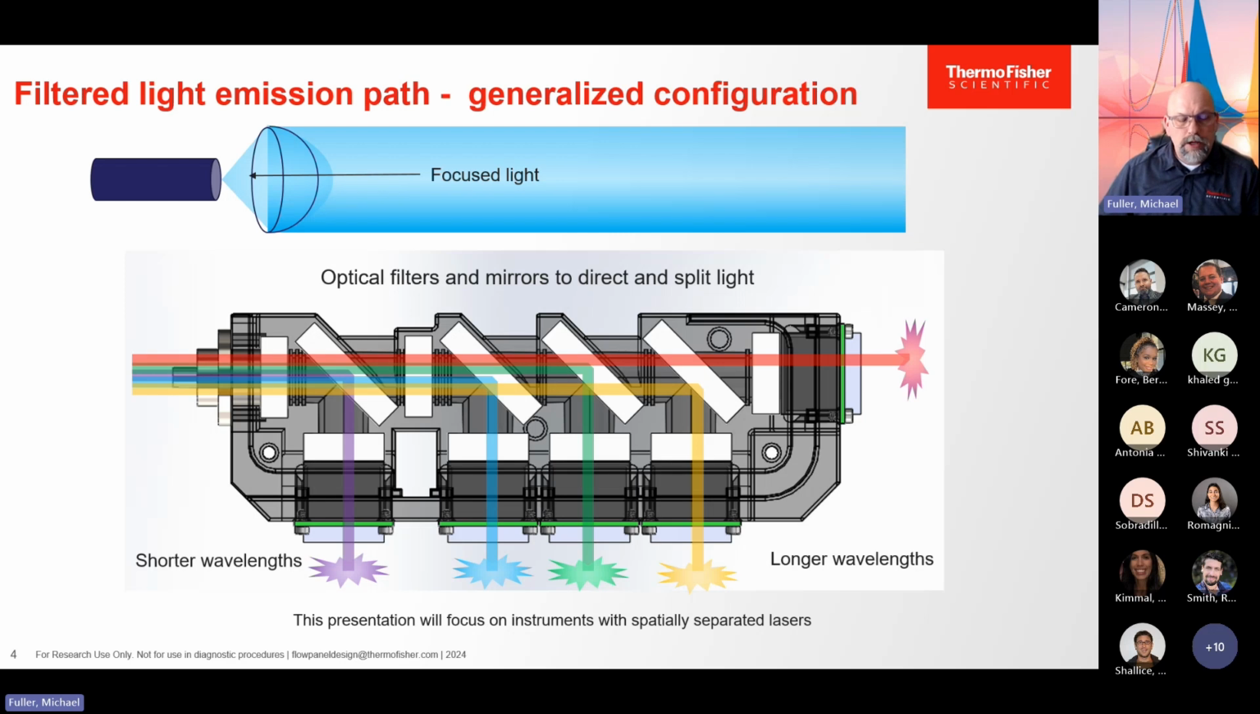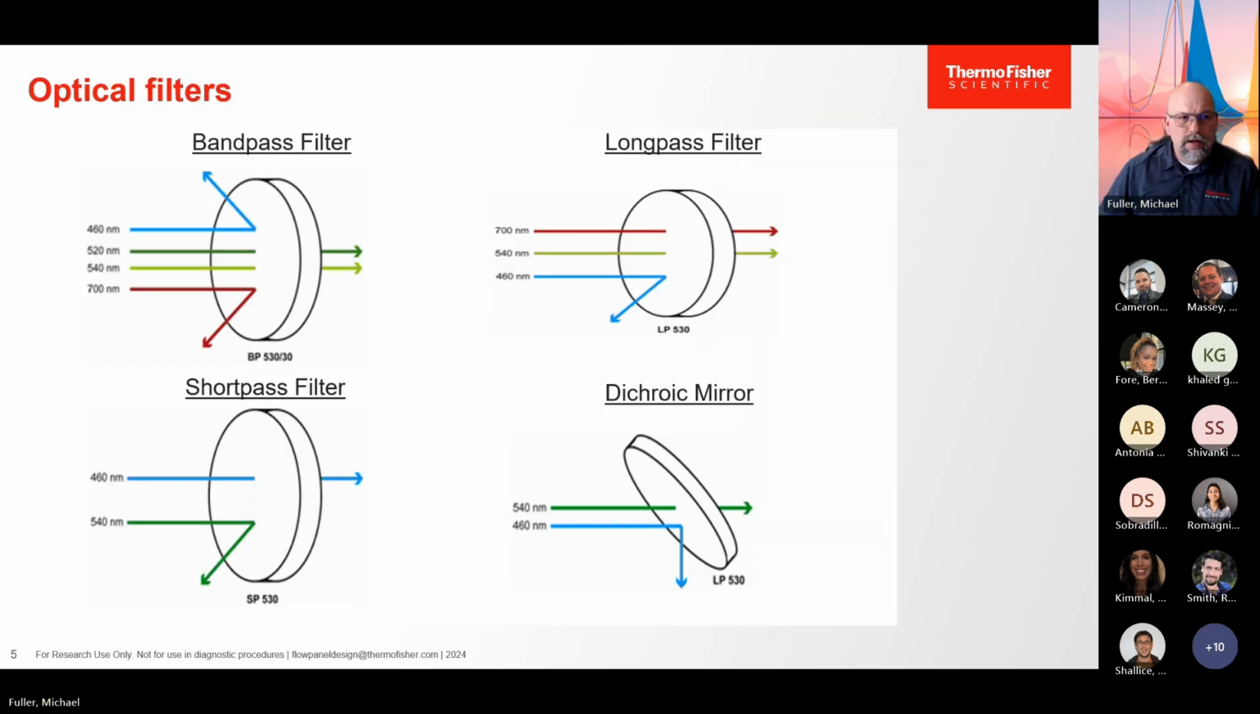And with that, we use filters and mirrors to split the light up into different wavelengths and send them off to their respective detectors. We identify the shorter wavelengths in the earlier detectors in the array, and then progressively longer and longer wavelengths. So to understand how this light gets split up, it's important to understand how these filters work. There are four basic types of filters that you will find in most flow cytometers.